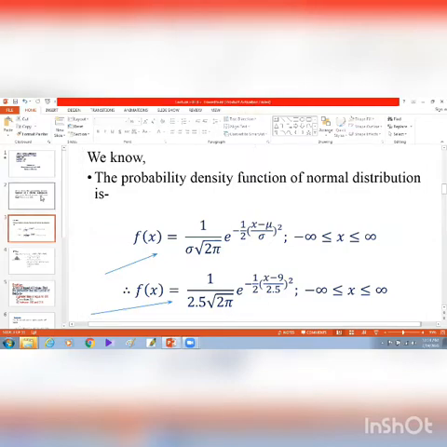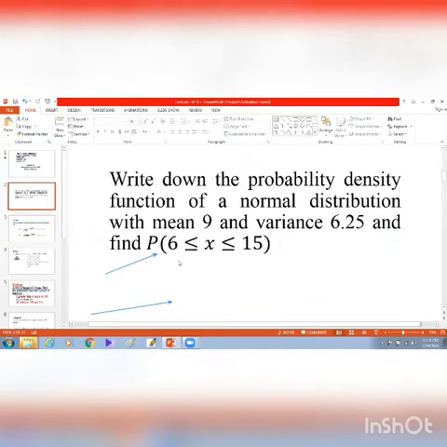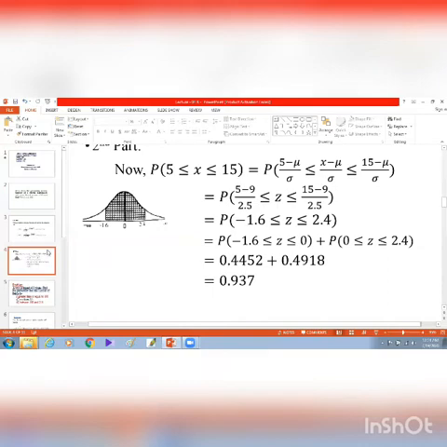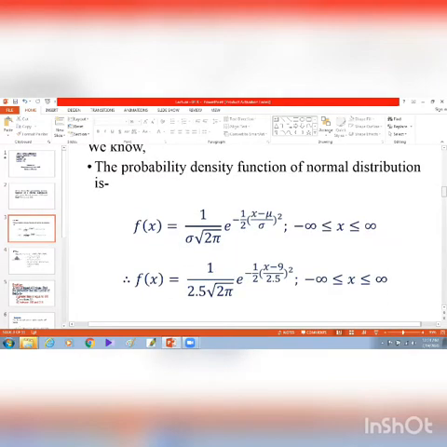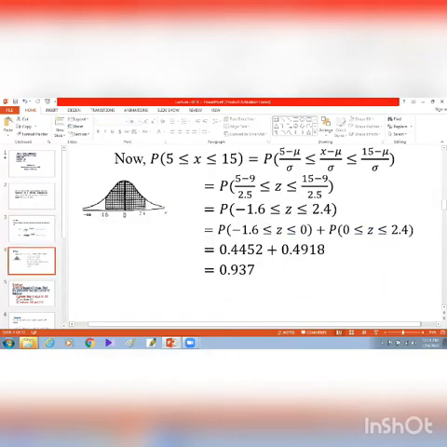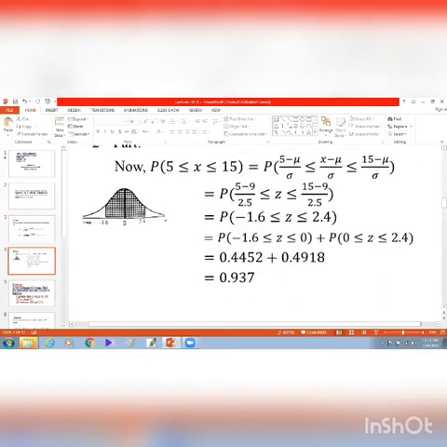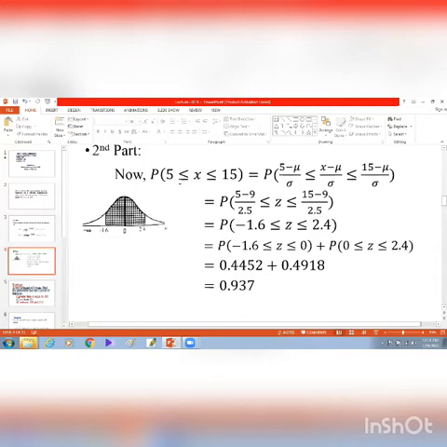Secondly, we have to determine the probability of 6 less or equal x less or equal 15. So the solution is here. Students, this is the second part of the problem. Probability of 6 less or equal x less or equal 15.